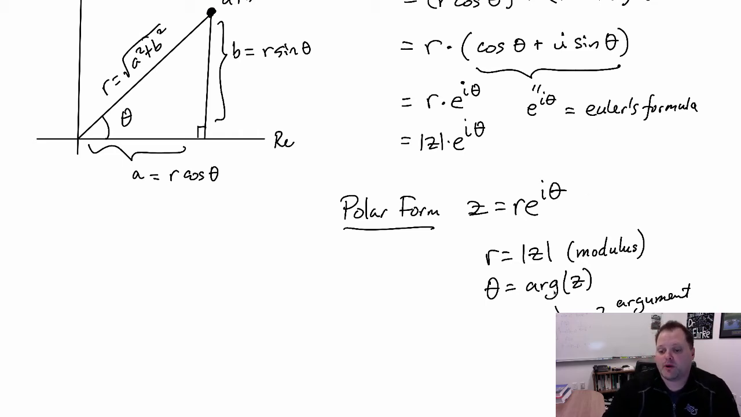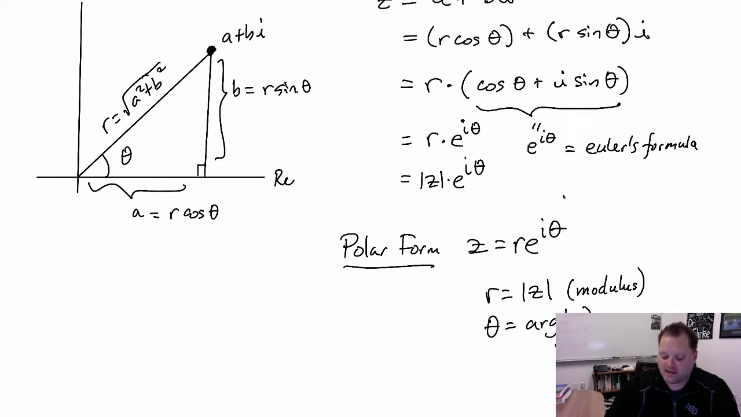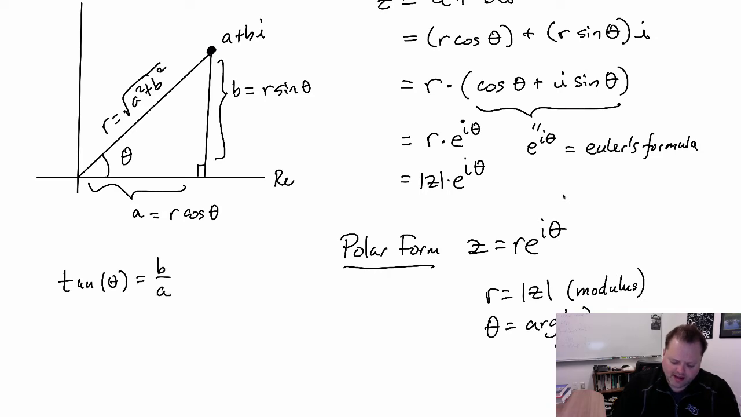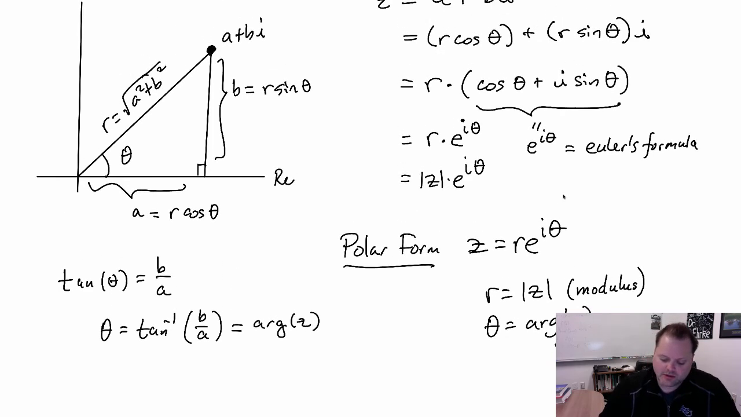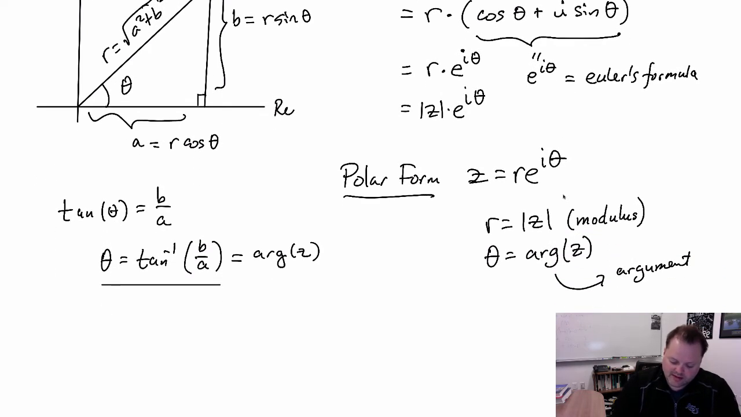Turns out that we can calculate both of those by knowing a and b, because if you want to calculate theta, if you look here, the tangent of theta is b over a. So theta turns out to be the arctangent of b divided by a. That's the argument of the complex number. And we've already shown how to get the modulus. So given any complex number in rectangular form, you can convert to polar form by use of this formula and by use of the fact that the modulus is the square root of a squared plus b squared.